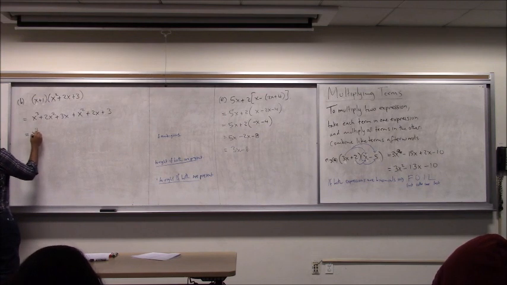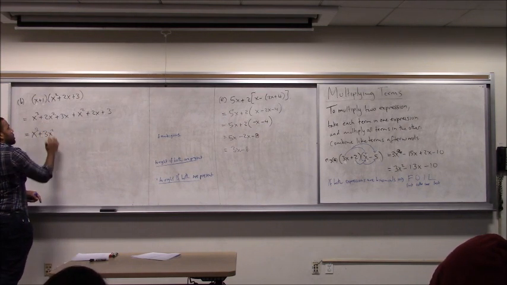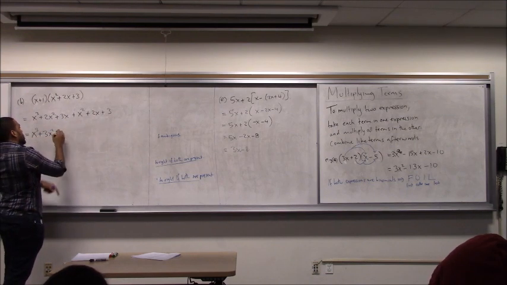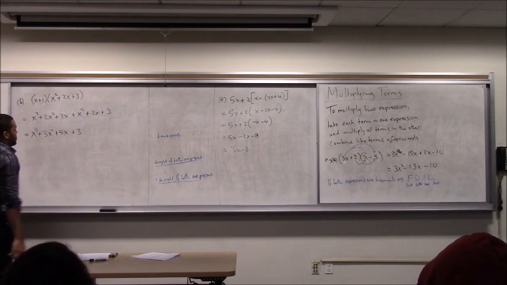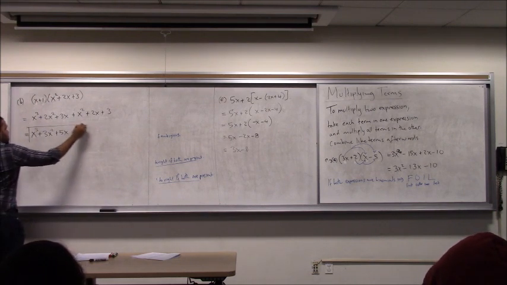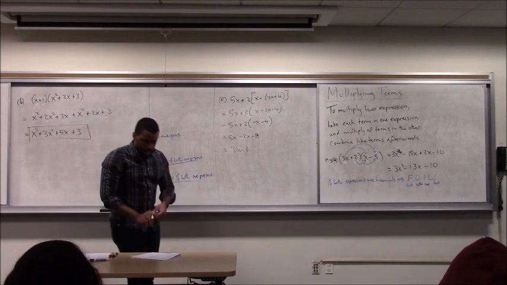You're going to have the x cubed. We have 2x squared plus x squared, that's 3x squared. We have 3x plus 2x, that's 5x. And we have... that's how we multiply.